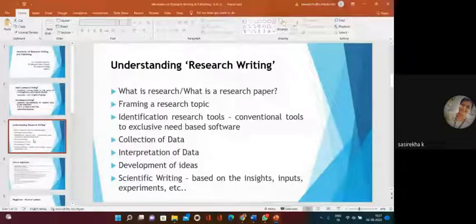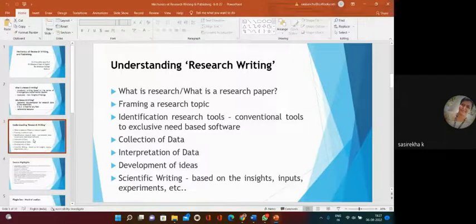In this process, I should identify a research topic also. Without a topic, I cannot proceed with my research writing. So framing a research topic is very important. When I frame a research topic, see to it that your topic shouldn't be very generic. It should be very specific. And the keywords of your research should be brought into the title itself. Hence, we call it a working title. Remember, your research topic should have a working title.